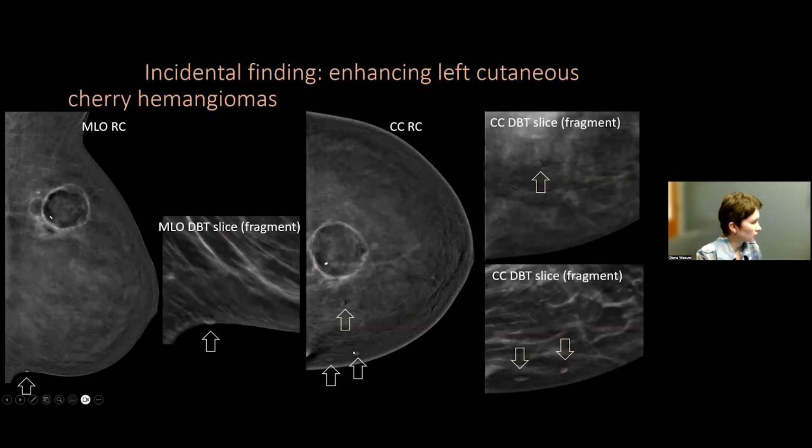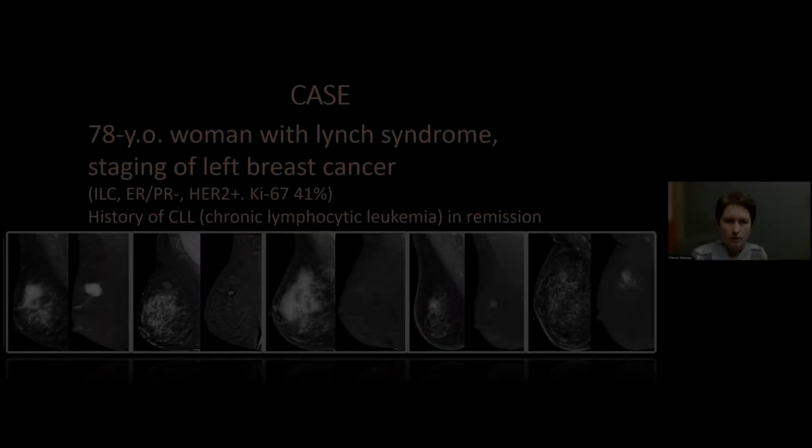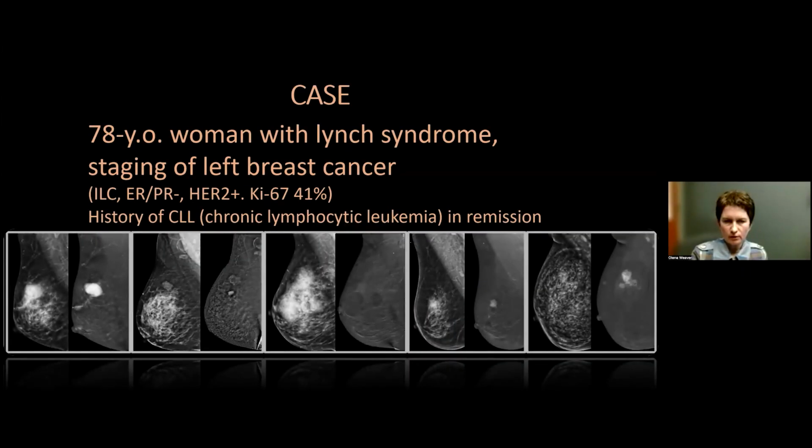So cherry hemangiomas are very important to keep in mind. They are very common, and they can show on your recombined images as enhancing masses. So very good idea to start recognizing them and to get used to them, so you don't confuse them with a malignant mass. This was a 78-year-old woman.